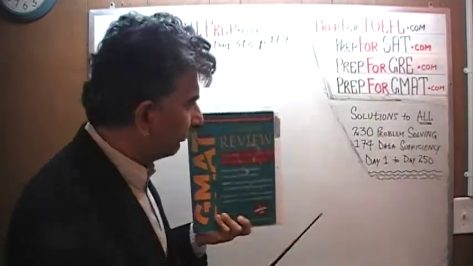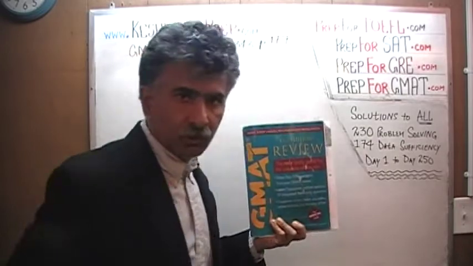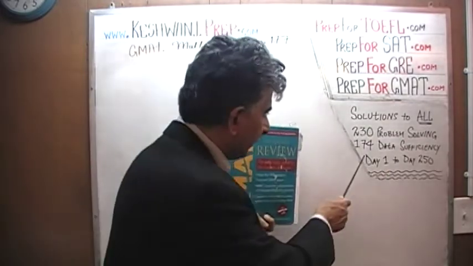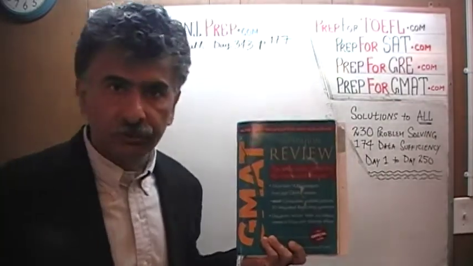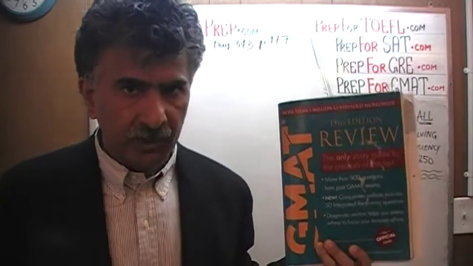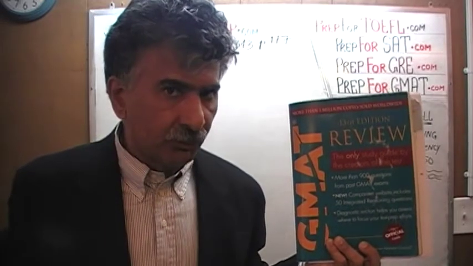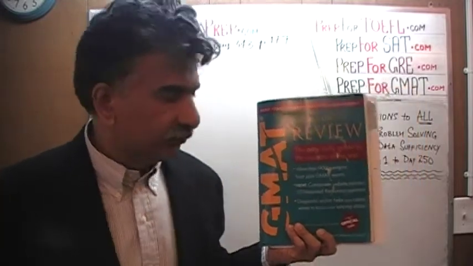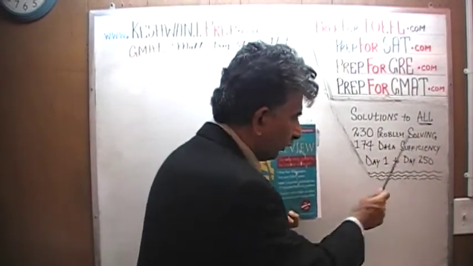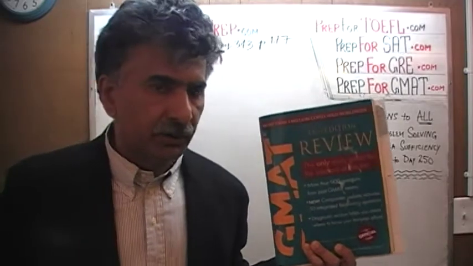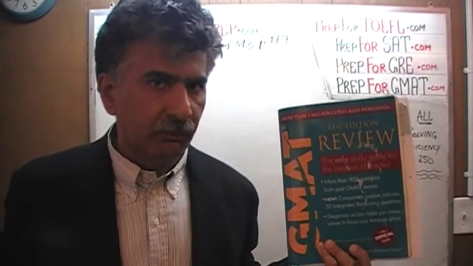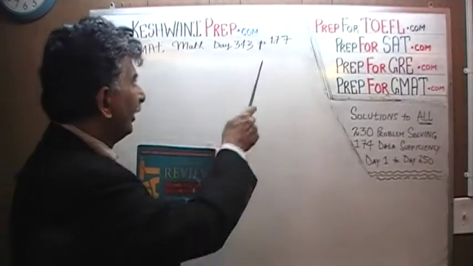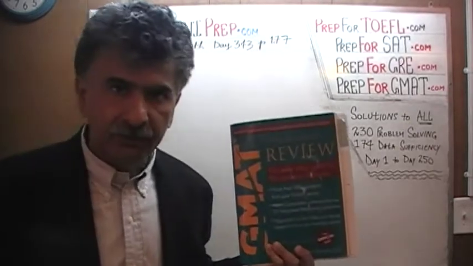The book contains 230 problem solving questions. It has 174 data sufficiency questions. We have already solved every single math problem from this book. If you're interested in watching any of the original solutions to the problems, you will find them from day number 1 through 250. Right now we are in the process of redoing the problems and we are on page number 177. Please turn to it.